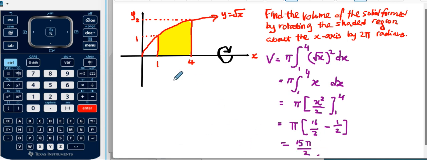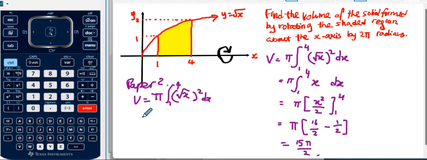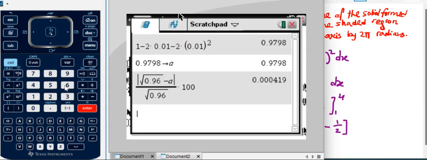Now, if this is a paper 2, then this is what I would suggest you to do. You will still set up the problem: pi times the integral from 1 to 4 of square root of x, everything squared, dx, and then you will get pi over here, and then from 1 to 4, the integration sign of x dx, and now you use your GDC.